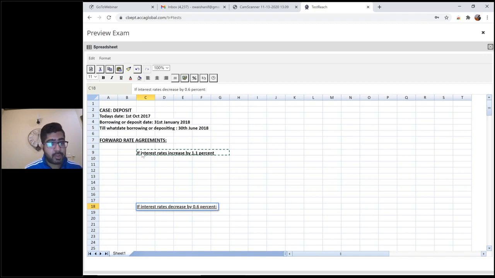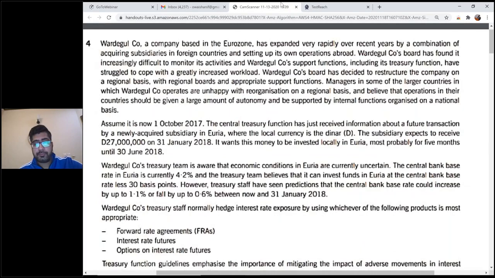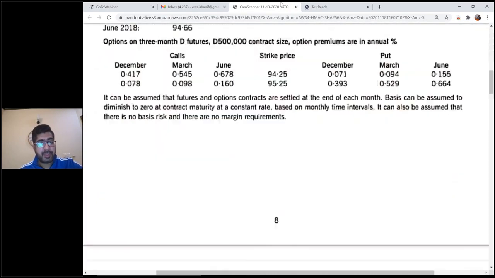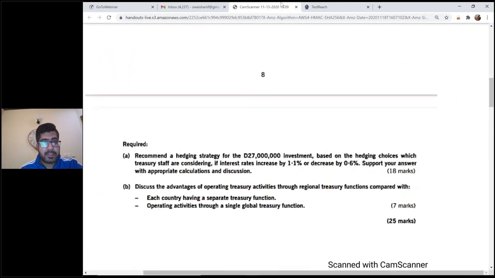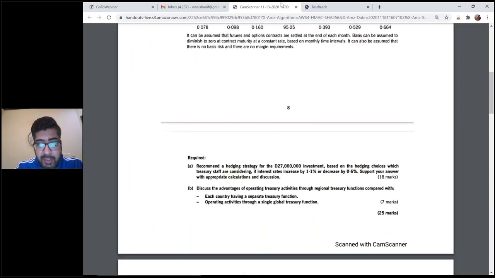Every technique has to be solved in both cases, increase case as well as decrease case, because I want you to refer to the requirement once more. You see, recommend a hedging strategy for the 27 million investment based on the hedging choices which treasury staff are considering. So you need to recommend a hedging strategy based on the three hedging choices you are considering, if interest rates increase by 1.1 or decrease by 0.6, so you need to recommend a hedging strategy for this investment if interest rates increase or decrease.